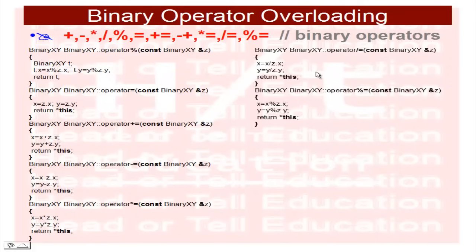Now the remaining two functions, divide equal to, so I change the sign here, divide sign, and return *this pointer, and mod equal to. Again I have changed the sign, mod, and return *this pointer. Okay, now let's check how to use this in our main function in C++.